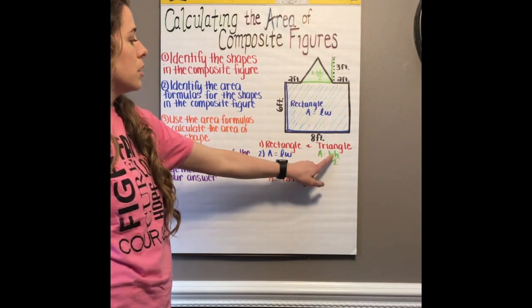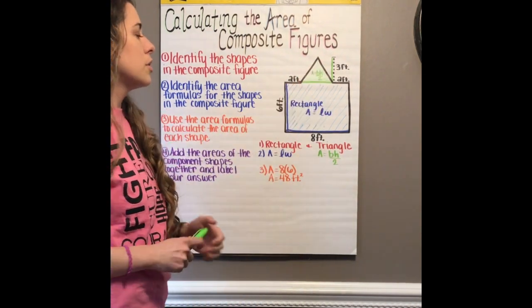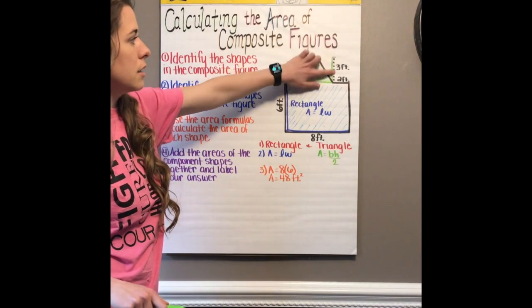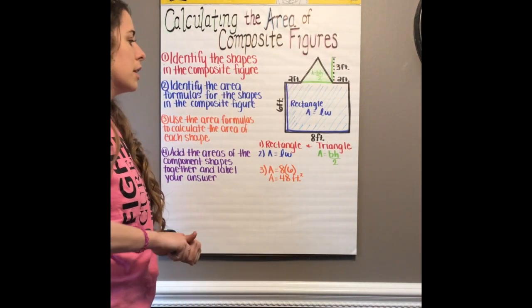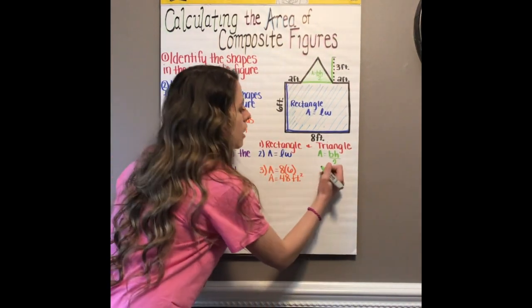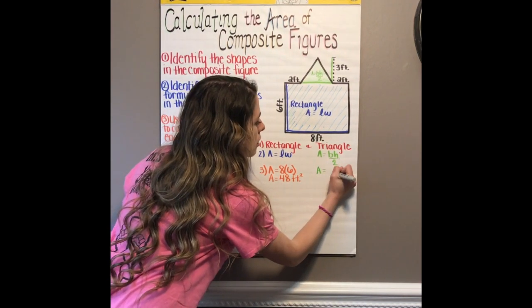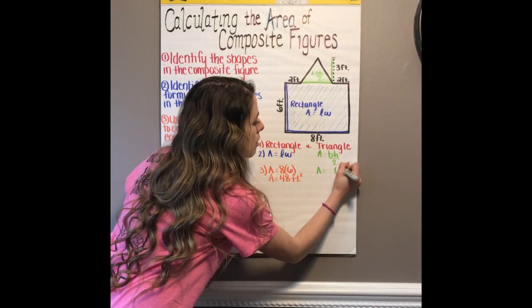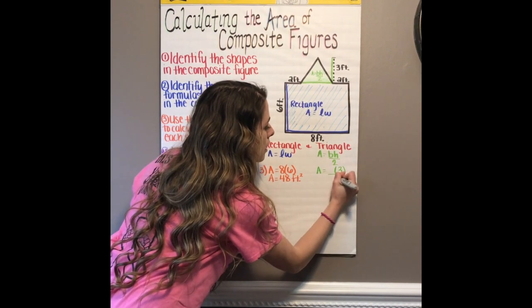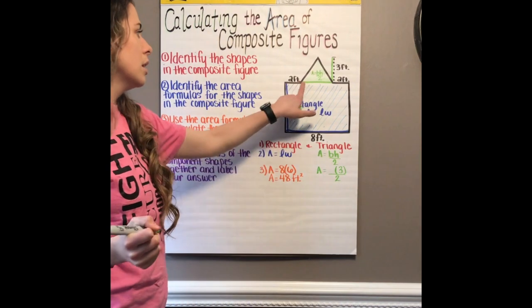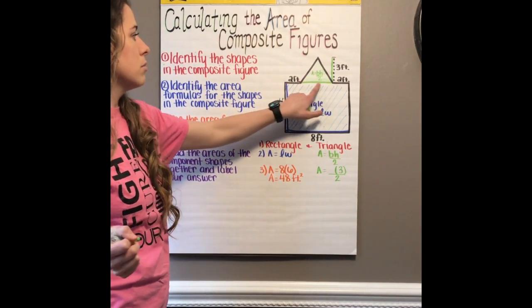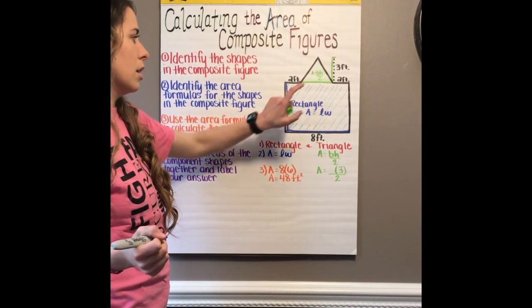Now I need to substitute in what I know for the triangle. So I see the height is labeled here as 3 feet. So I can write A is equal to something times 3 divided by 2. This is the base measurement, which I don't see a measurement here.